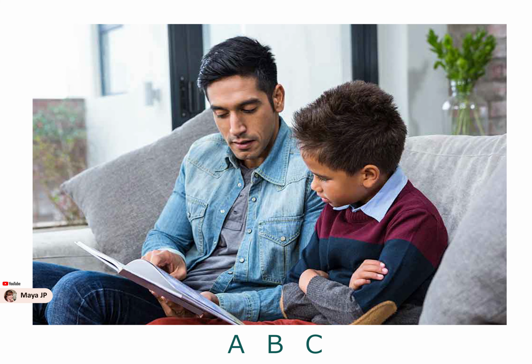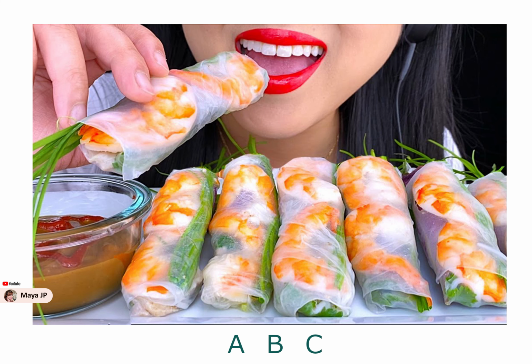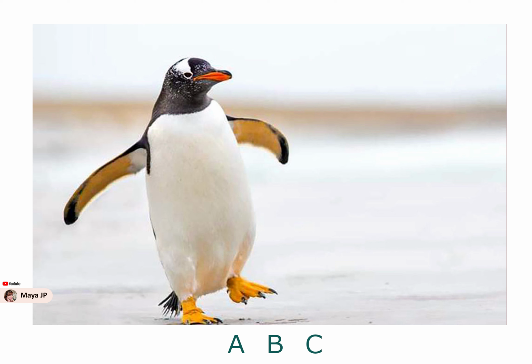Number 15, A, I listen to music, B, I listen to my parents, C, I listen to the radio. Number 16, A, I want to eat spring roll, B, I want to eat bacon, C, I want to eat bitter melon soup. Number 17, A, I want to see a crab, B, I want to see a dragonfly, C, I want to see a penguin.